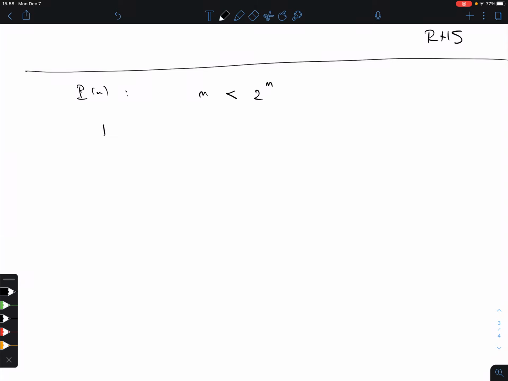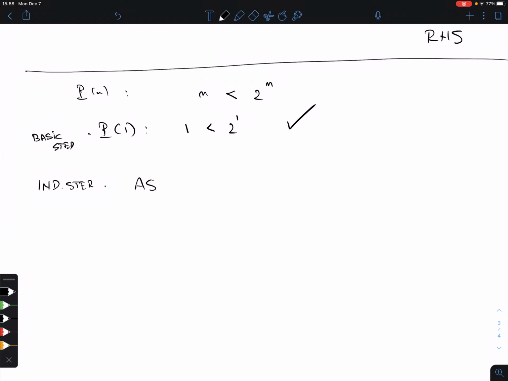And so, what is P1? The basic step. We'll go a little faster now. P1 would be, the question is, is 1 less than 2 to the power 1? Yes, of course it is. Okay, so P1 is very easy. So this is the basic step. So what is the induction step?